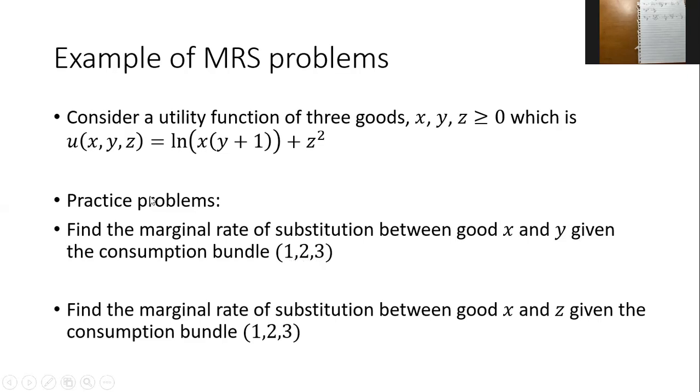How? Find the marginal utility of X and divide it by the marginal utility of Y, evaluated at this point, 1, 2, 3. So you have to plug in. I hope you guys are okay with this notation here. This is an ordered triplet, 1, 2, 3. This means X equals 1, Y equals 2, Z equals 3. So instead of me writing that out, I just write this ordered triplet, and hopefully you know what that means. If you didn't know, I'm telling you now.